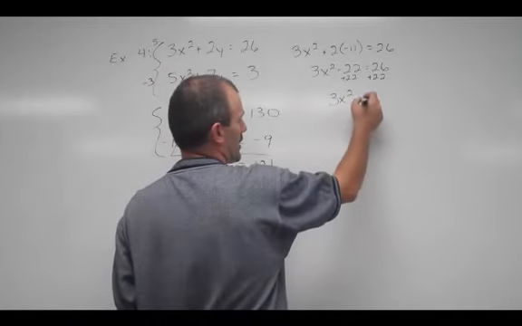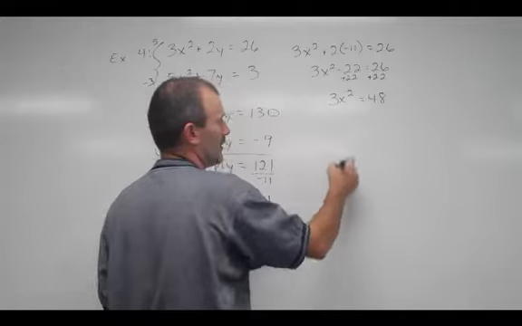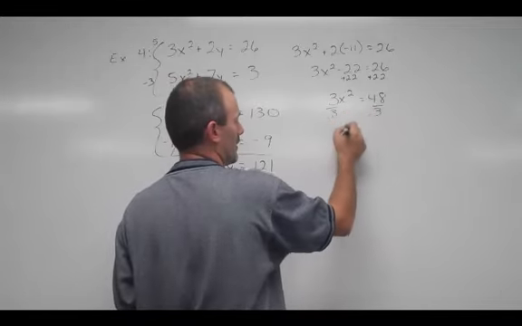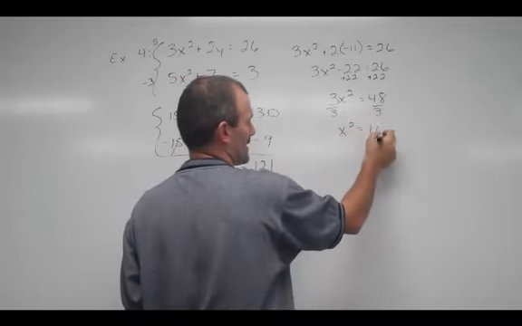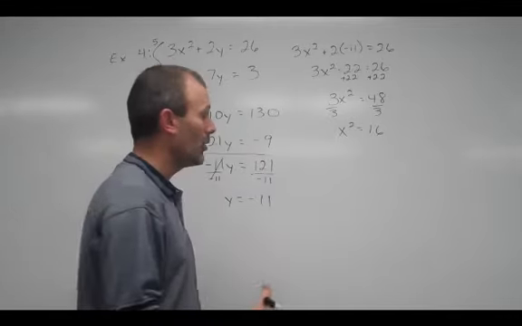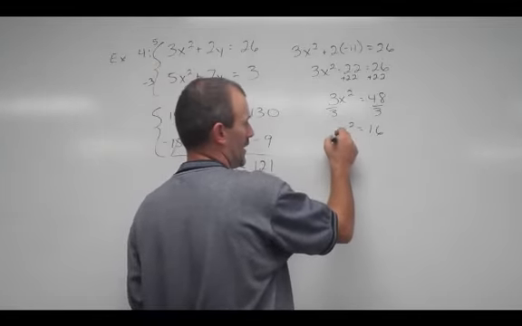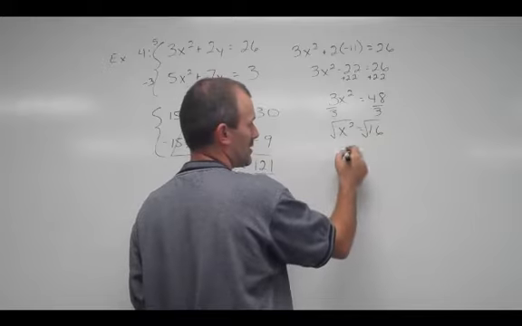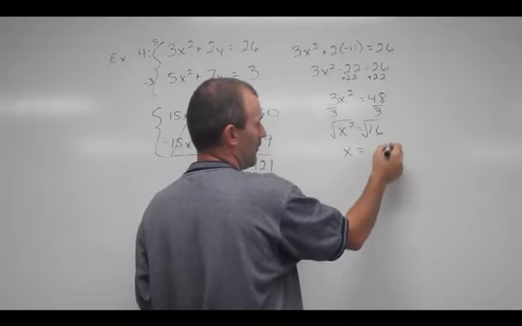And that will give us 3x squared equals 48. So we divide by 3, and we get x squared equals 16. We know that we have to get this x squared by the x by itself. We take the square root of both sides and we get x equals 4.